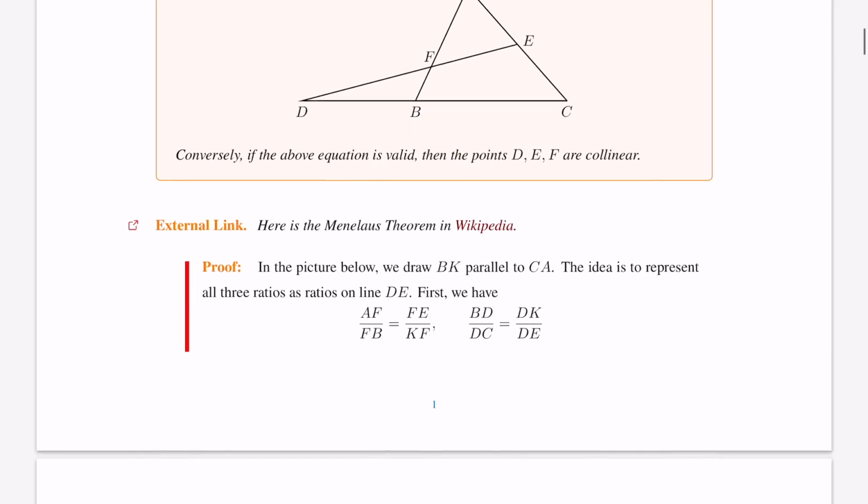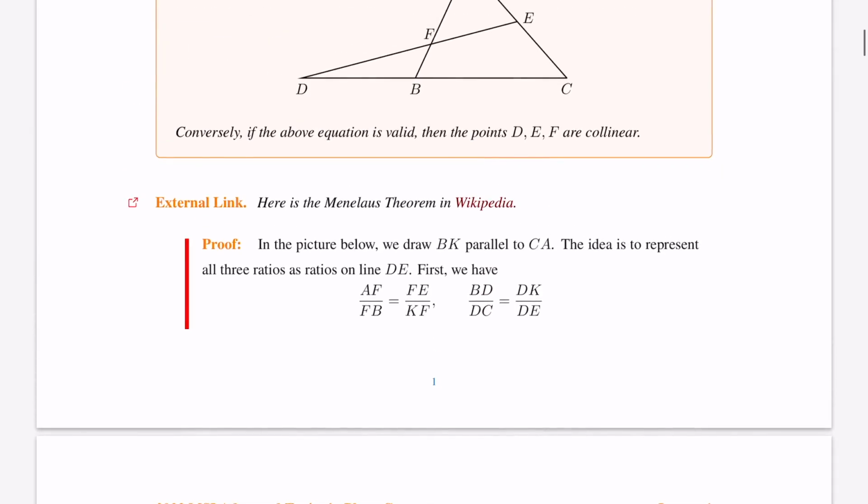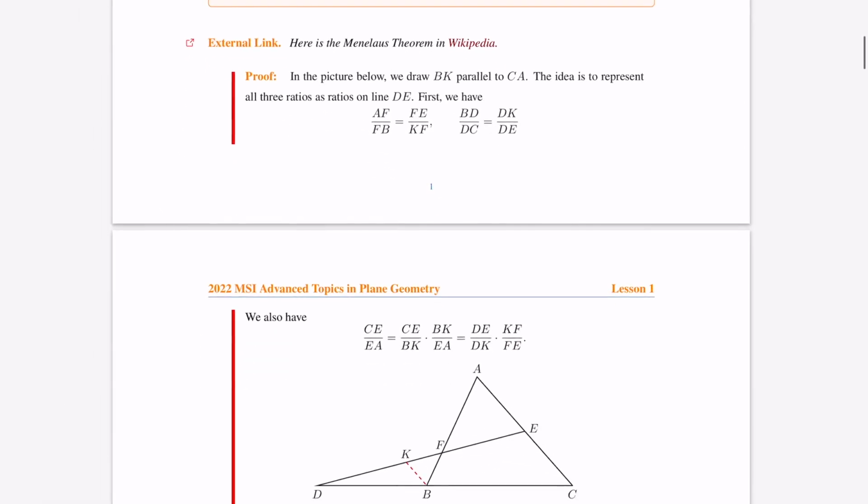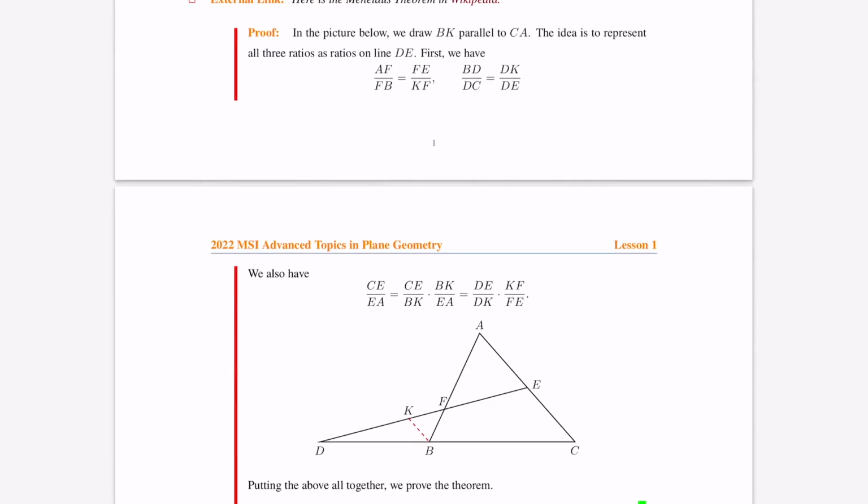So what I will do is use similar triangles and parallel lines to convert all the ratios into ratios on a fixed, given line. If all the ratios are on one line, they may interact with each other, and you may be able to prove that their multiplication is equal to 1. So that's the idea. Let's look at this picture.